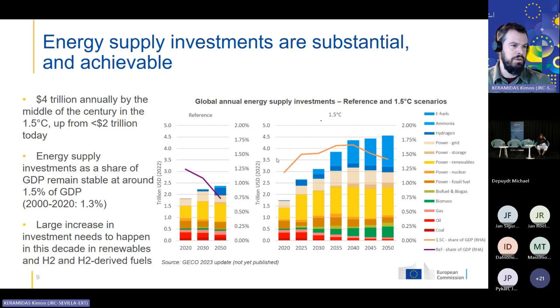So what happens in the 1.5 degree scenario here on the right? You can definitely tell that there is a considerable increase in investment needs in order to achieve the decarbonization goal. We increase our investment needs from below 2 trillion annually to over 4 trillion annually by the middle of the century. And this increase happens in particular in the power sector and in the new fuels, hydrogen and hydrogen-derived fuels. However, as a share of GDP, and again, this is the right-hand axis, this is a relative increase compared to the historical average, but still we remain within the range of 1.5% of GDP, so apparently not unfeasible.